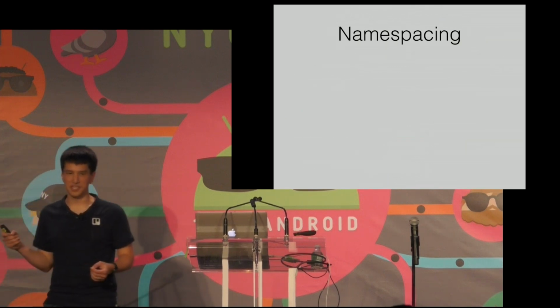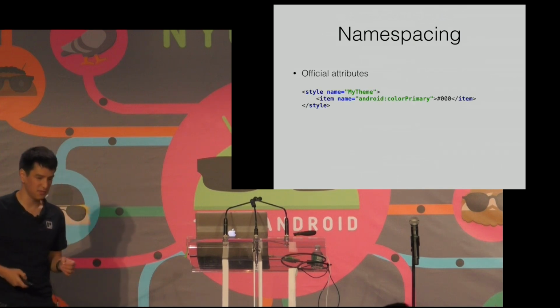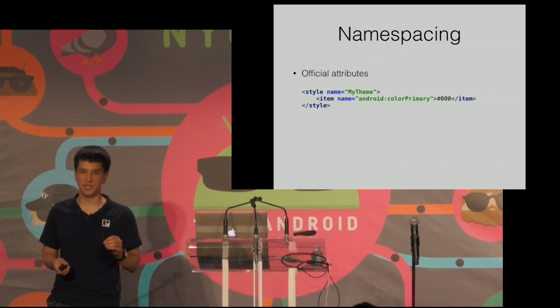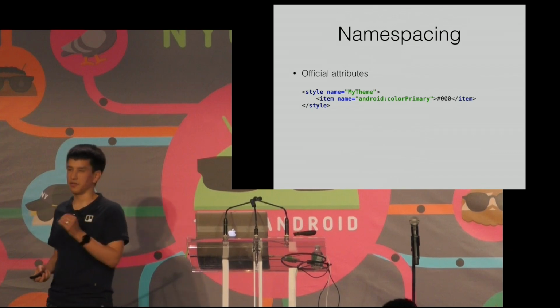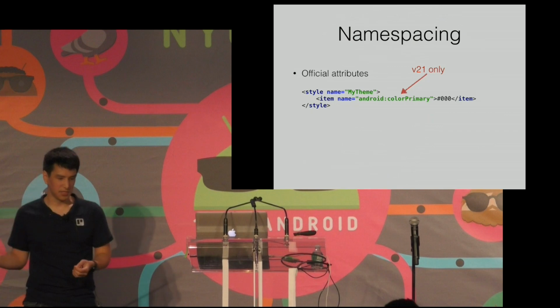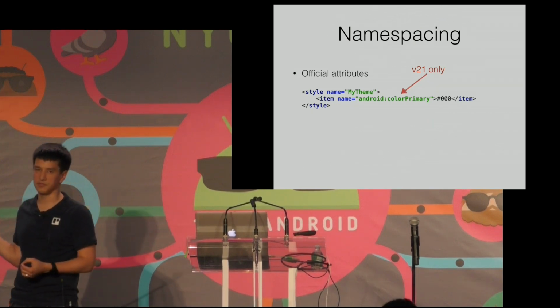Something you might have been noticing going through this is that I've sometimes been prefixing things with Android: and sometimes not. And the reason is because when it's an official Android attribute, then you use Android: those are the things that are included in the OS resources. But the problem is that you often run into this issue where this is like v21 only. Color primary was defined in Lollipop.